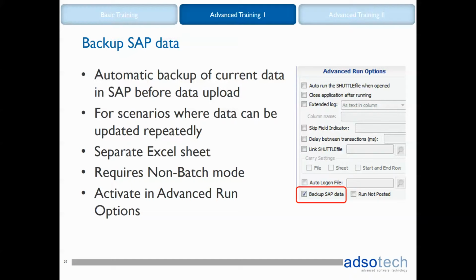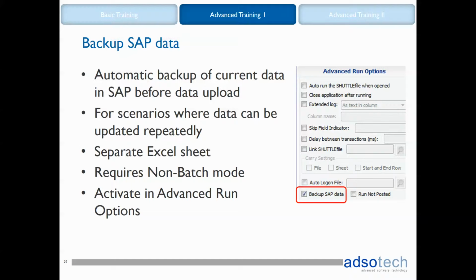When we use this option for taking a backup, it actually creates a separate Excel sheet every time we run the script. So a new Excel sheet pops up and the backup data is saved in that Excel sheet. This option only works with non-batch scripts. So you have to create your script with non-batch mode in order to use the backup option.